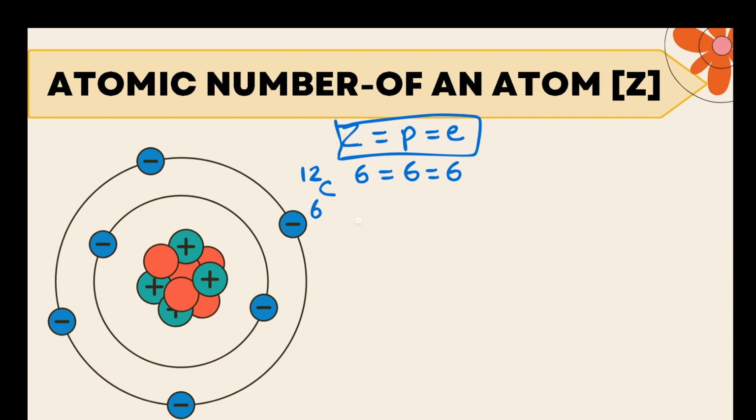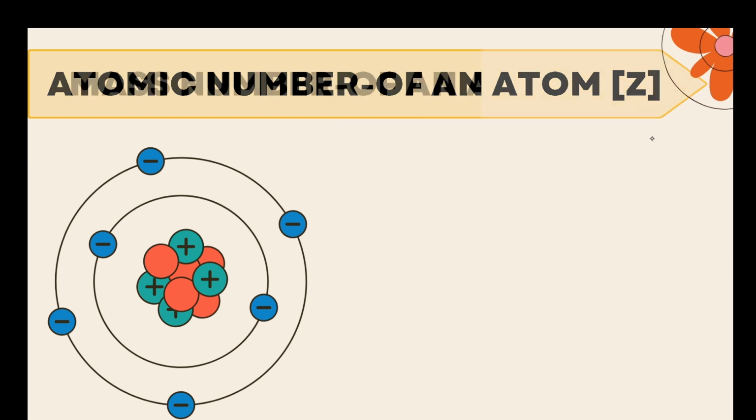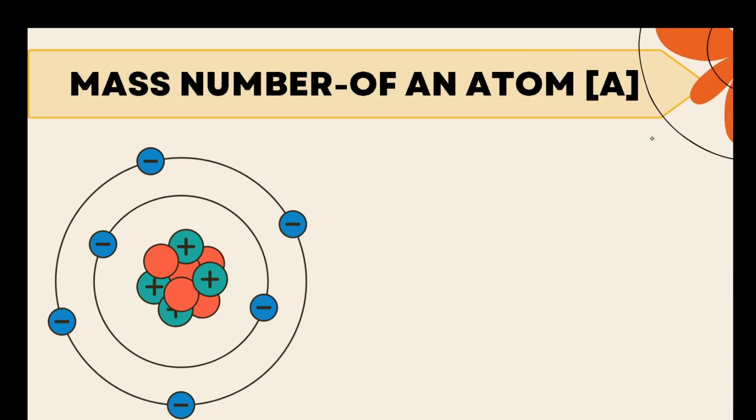Now to calculate the number of neutrons, the formula which you will remember is mass number minus the atomic number. Mass number is how much? 12. Atomic number is 6. So the number of neutrons in the atom of carbon will be 6. So like this, simple questions can be given in the examination where you have to calculate the number of protons, electrons and neutrons. Next we have the mass number of an atom.